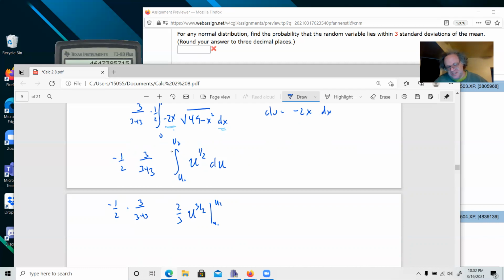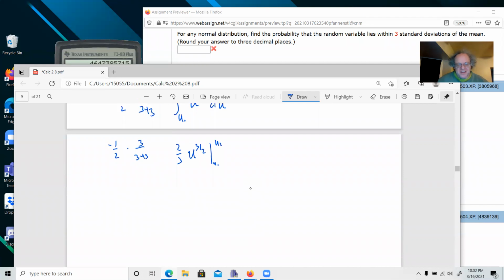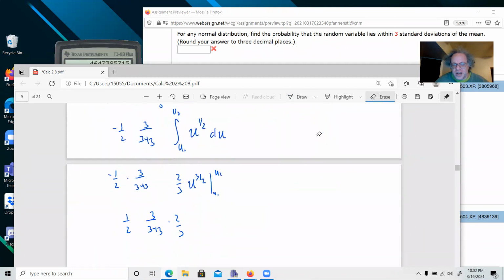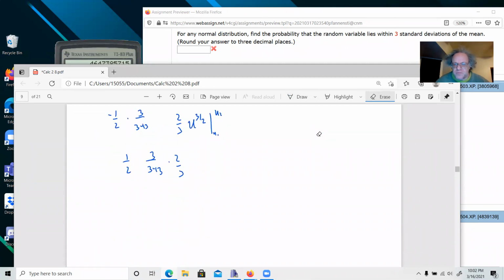Okay. That's why I wanted to leave this alone, because I have a feeling that was going to happen. So let's go ahead and do the flip. All right. So we have 1/2, 3 over 343 times 2/3 u. Oh, not u. Let's go back to x's. X was, this was 49 minus x squared.